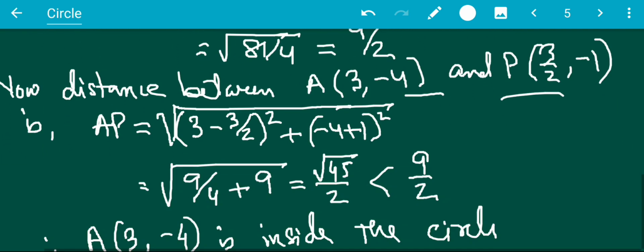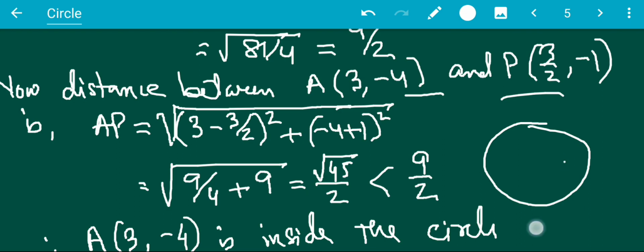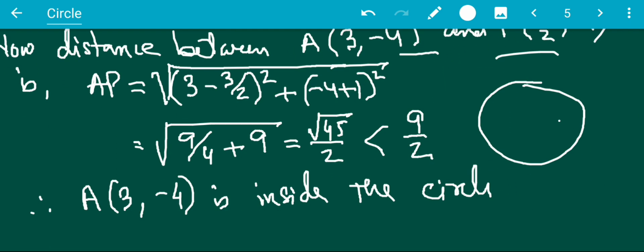Okay, so the distance between the point and the center is square root of 45 by 2, which is obviously less than 9 by 2. So it means the point lies within the circle. Okay, in the same way you solve the other problem.